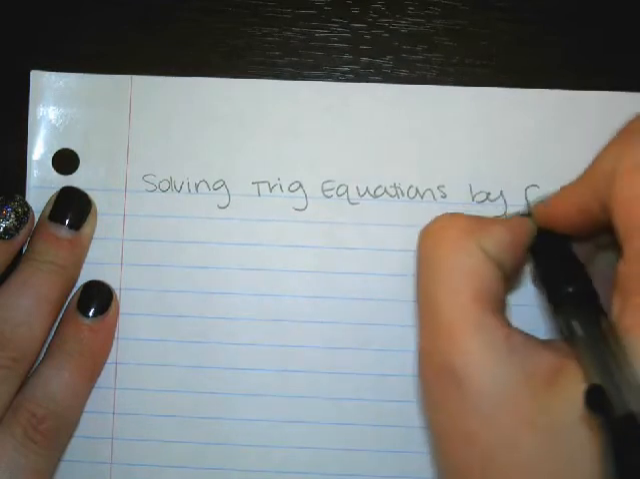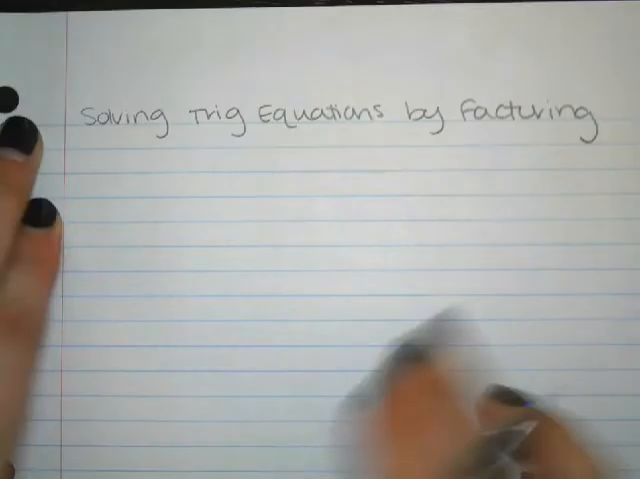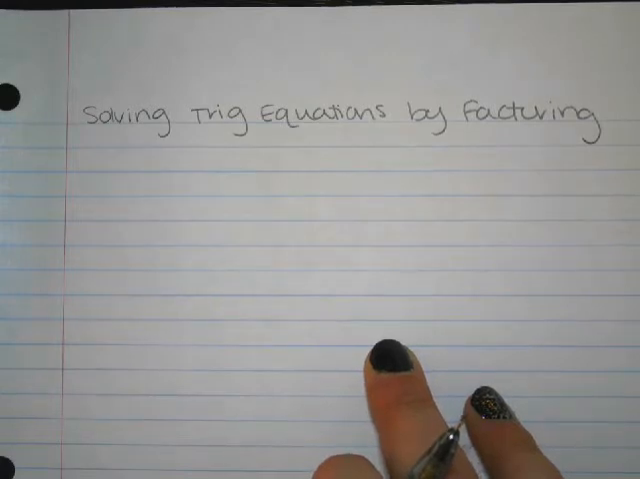So for these factoring problems, if you run into a factor that can be solved using your unit circle, then you will solve it that way. If you run into a factor that is not on the unit circle, you will solve it that way. Okay? Does that make sense?